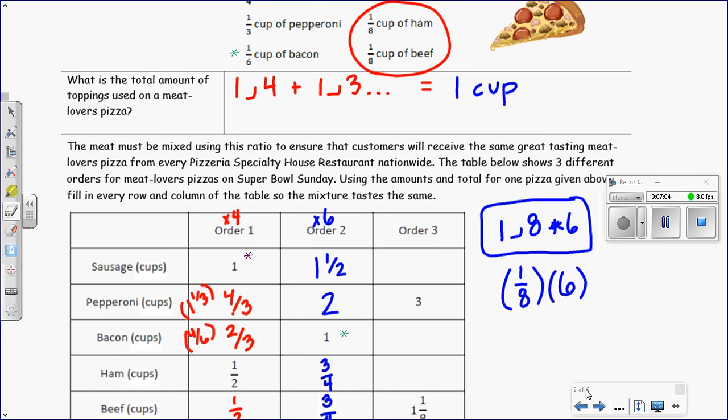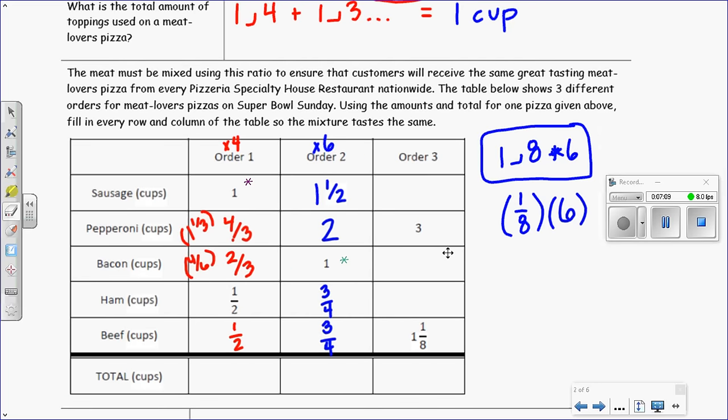I'm going to show you one other way to do that. If I know that I need 3 cups of pepperoni, I can do 3 cups of pepperoni divided by 1/3 cup of pepperoni. And if you do that in your calculator, it would be the same thing that we've been doing. You would just do 3 divided by 1/3. We're figuring out how many thirds are in 3 wholes. And hopefully, if you understood my explanation, you should have gotten 9. So this last one is going to be times 9.